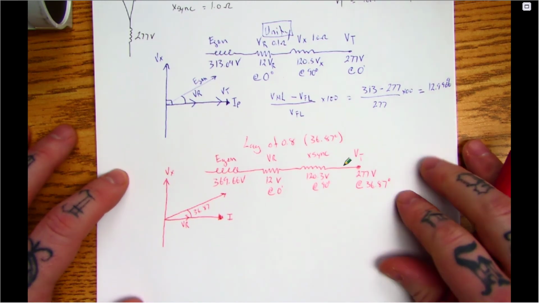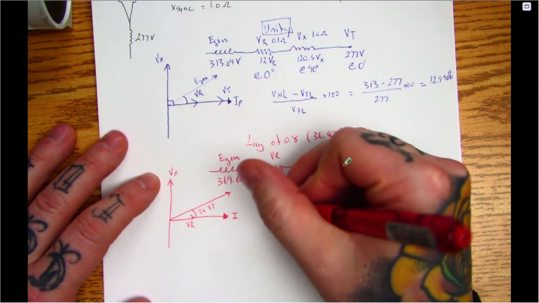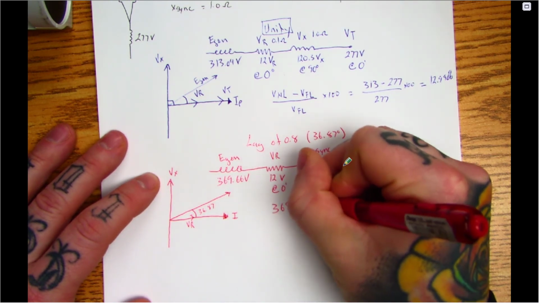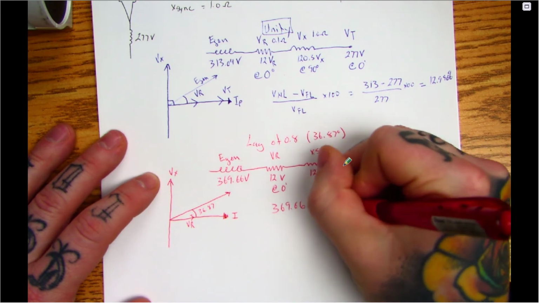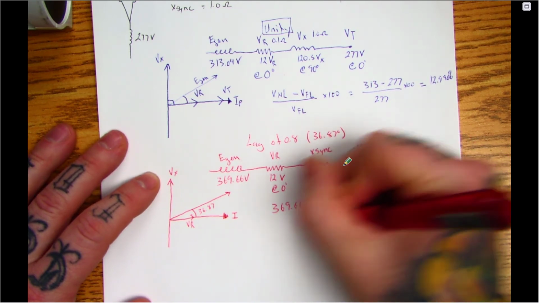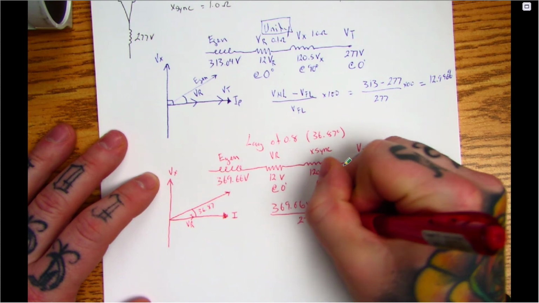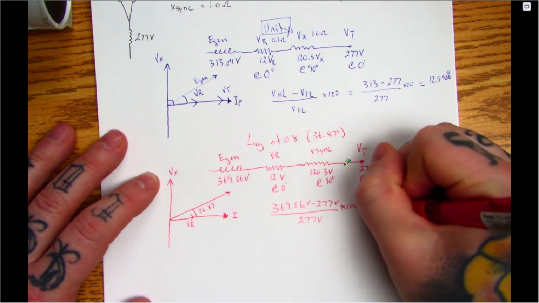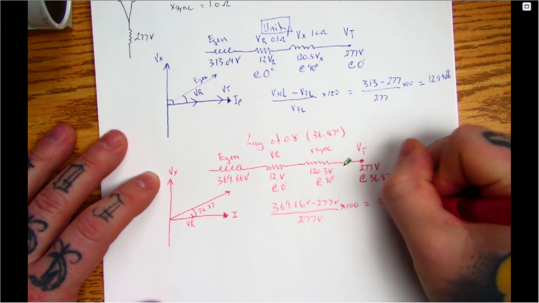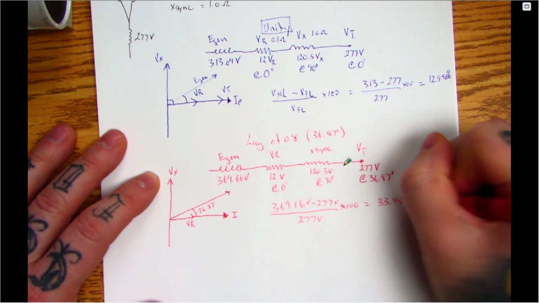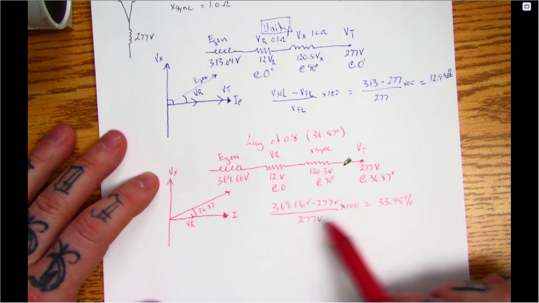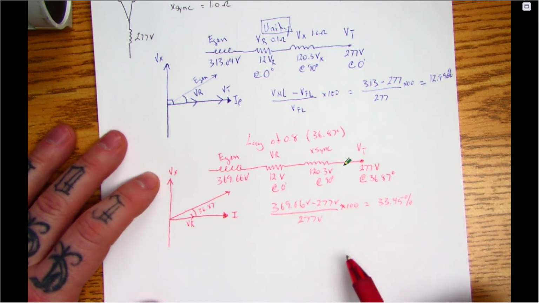Now, when we go to our voltage regulation, we'll take our 369.66, and we're going to go minus 277 volts, divided by 277 volts, times 100, and I get 33.45%. So I got a greater no load to full load range too, and we're seeing that in the percentage as well.